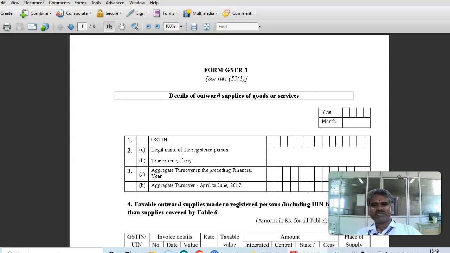Then number 1, GSTIN, your GST number. GSTIN means Goods and Services Tax Identification Number. So this is a 15-digit number. Once you register your business, this number will come. You have to enter the GST number here.